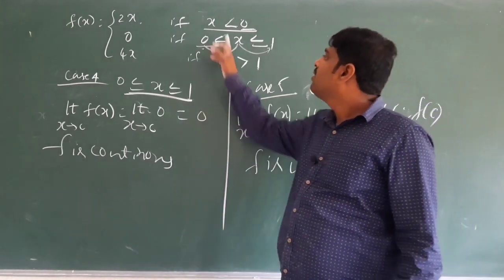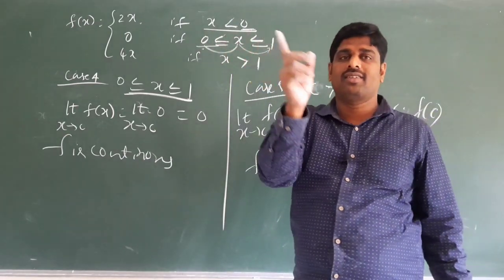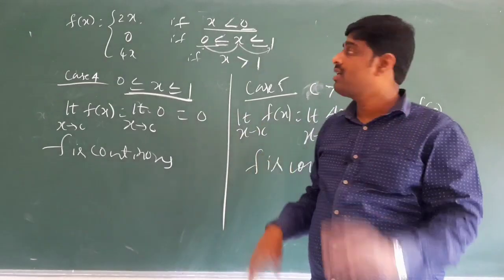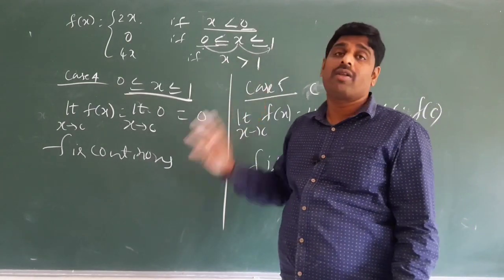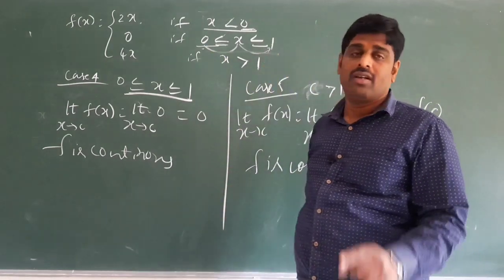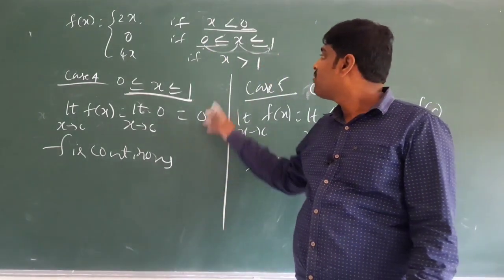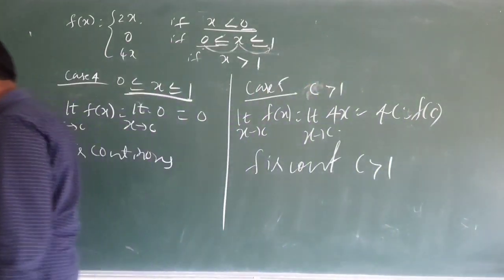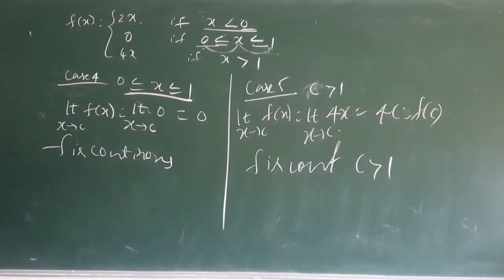See children, for x less than 0, f is continuous. For x is equal to 0, f is continuous. For x is equal to 1, f is discontinuous. For this interval, f is continuous. For x greater than 1, f is continuous. Okay. So this is the solution for this problem.